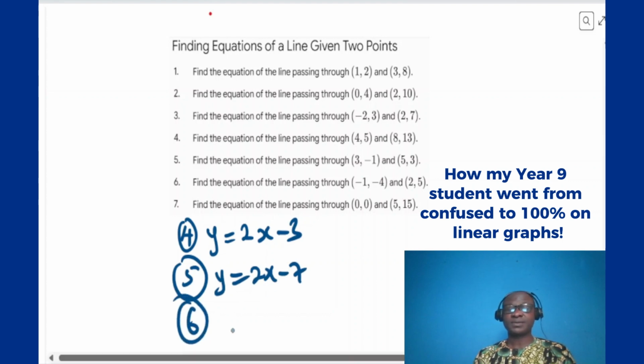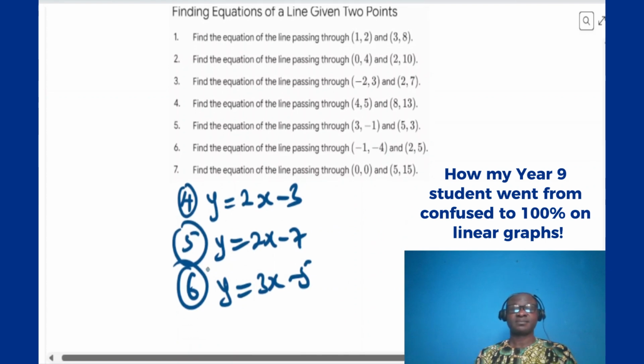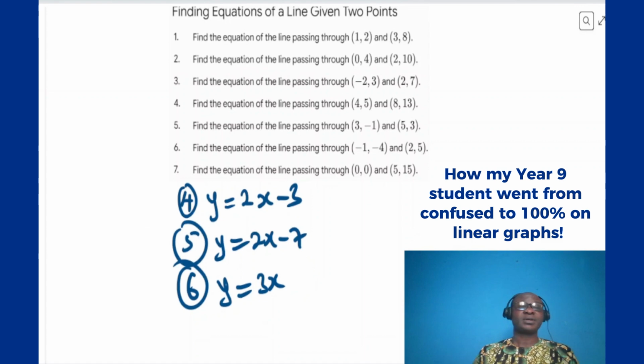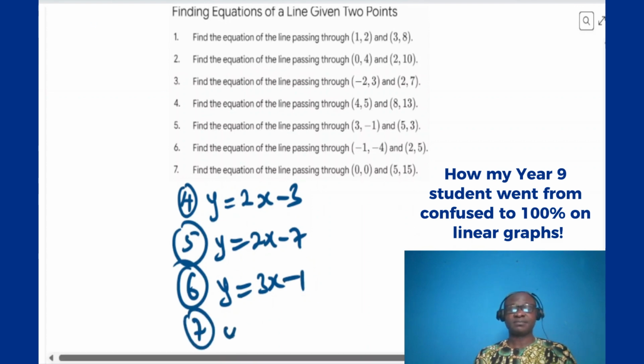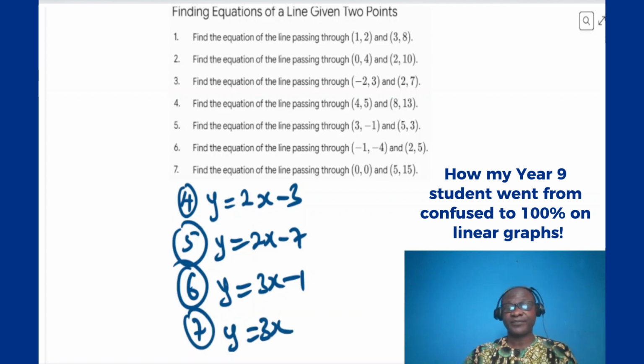Number 6. Y equals 3x minus 1. No, 3x minus 1. Okay, so corrected. Number 7. Y equals 3x. Only 3x there. Yeah. Okay. So these are your answers.